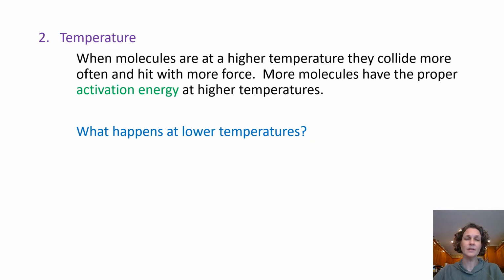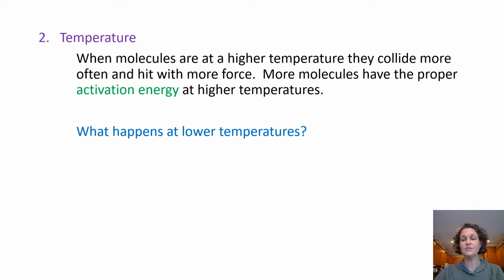Now, the second thing that affects the number of collisions is temperature. We have talked a lot about the fact that when molecules are hotter or at a higher temperature, they are moving much, much faster, which means that if they are with other gas molecules that are moving fast, they will have a tendency to collide more often because they are covering more ground or more space more quickly, and they are moving fast, so when they do hit, they hit with more force.